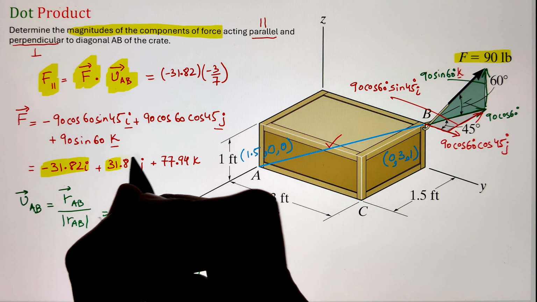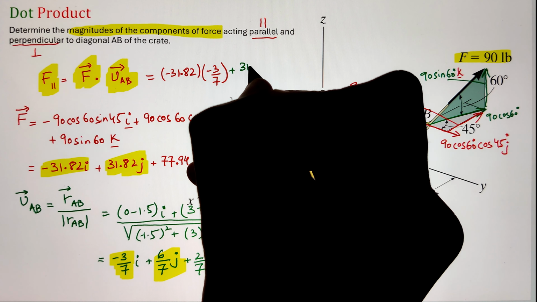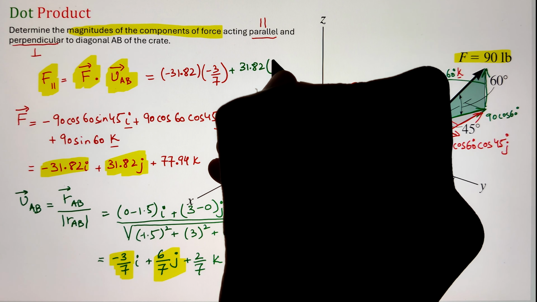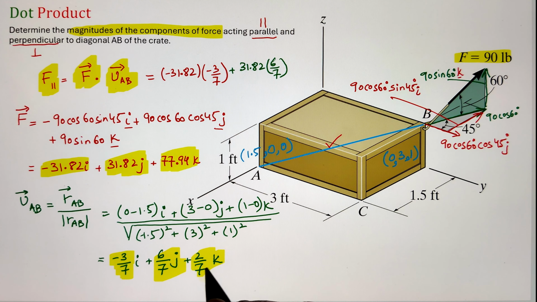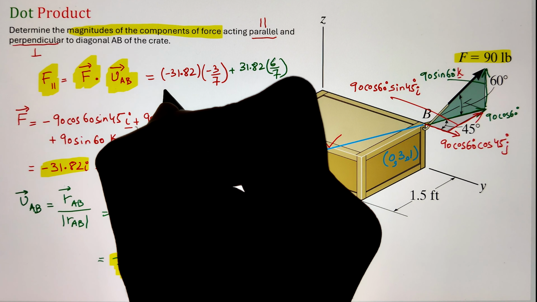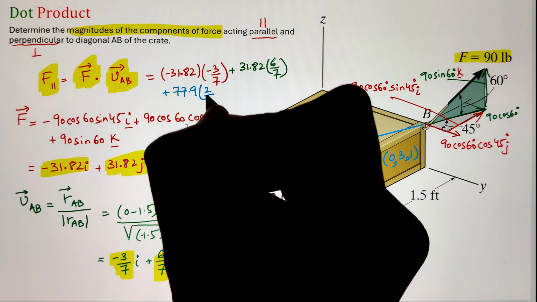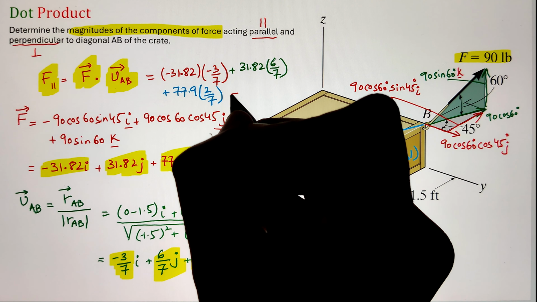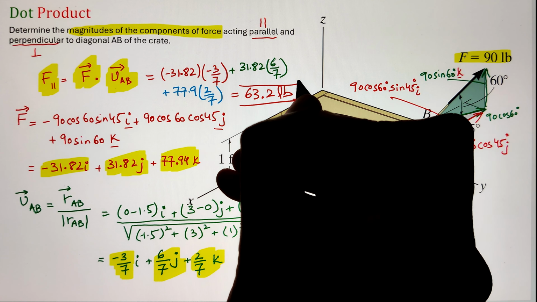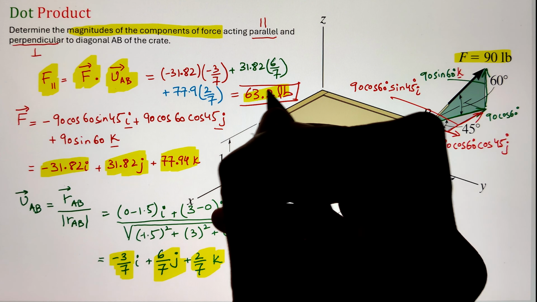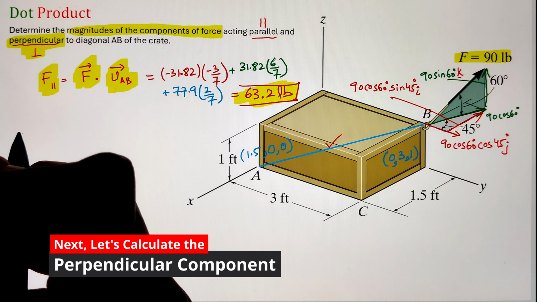Now remember, for the dot product, we multiply the i component with the i component, j component with the j, and k with the k component, as i dot i is equal to 1, whereas once we multiply the i component with the j component, the result is equal to 0. So simplifying this gives us the parallel component as 63.2 pounds.